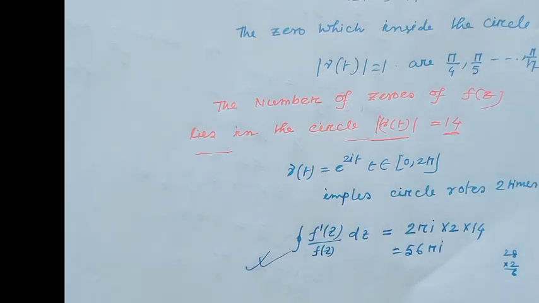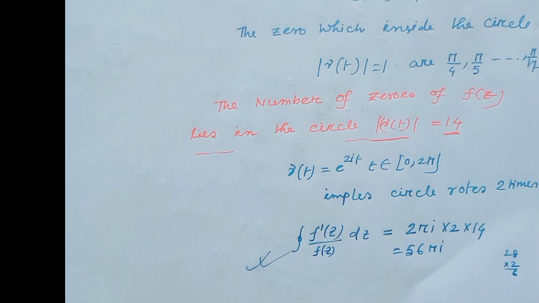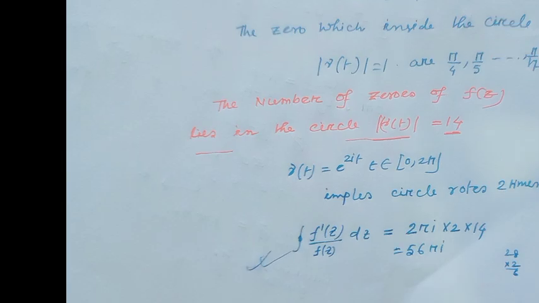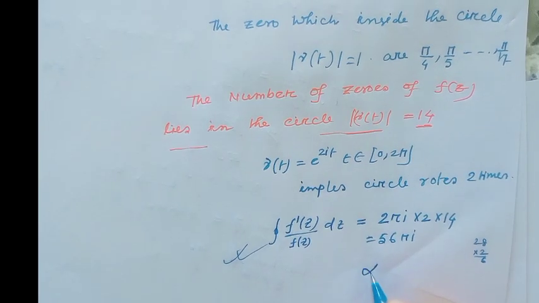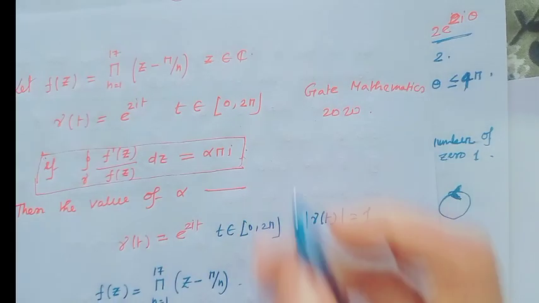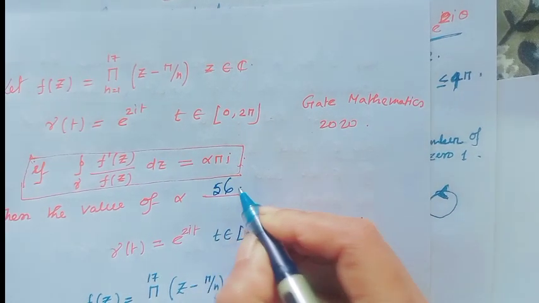I hope all my viewers have understood why the argument principle is very important for higher study, also for any competitive exam. Okay, well, next. Therefore, the value of alpha is 56. The value of alpha is 56.